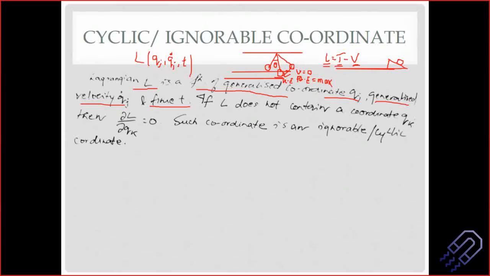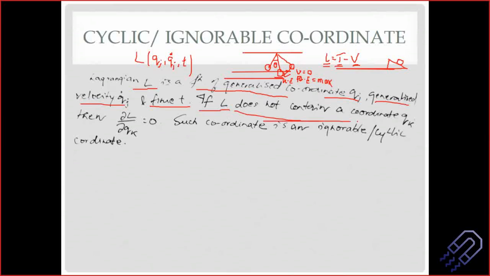But let me tell you very clearly that it doesn't always mean there will be a time coordinate. If there is no such coordinate, it is called an ignorable coordinate. That is the definition of an ignorable coordinate. It's a very simple idea. The term might seem a bit high tech, but it's not.